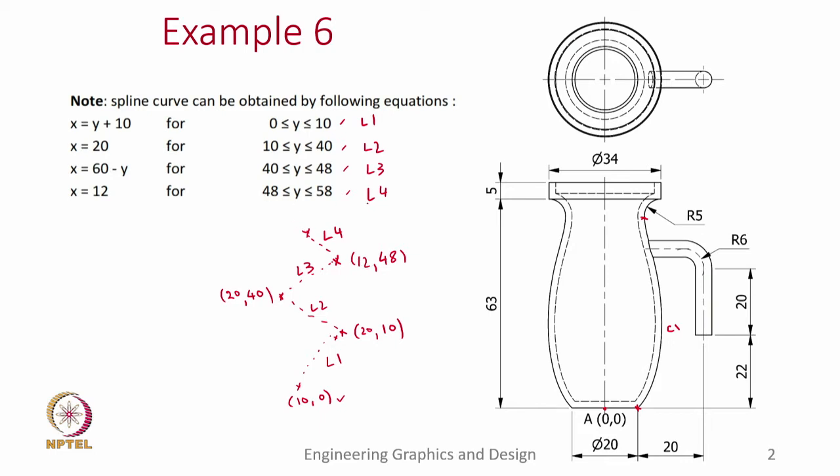And finally, the endpoint of line L4. The y component will be 58 and the x component is given as constant, which is 12. Now that we have identified these control points, it will be easy for us to go to the software and create this spline curve.